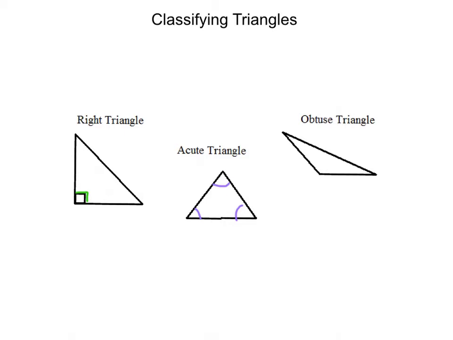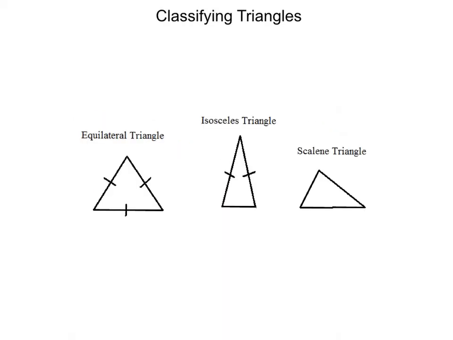Our last triangle is an obtuse triangle, and as you can see, the biggest difference here is that it has one angle that is more than 90 degrees. So if you have a triangle that has an angle more than 90 degrees, it is called an obtuse triangle. And this is one of the ways that we can classify triangles, by the types of angles that they have on the inside. The other way that we can classify them is by looking at the sides and how the sides relate to each other.